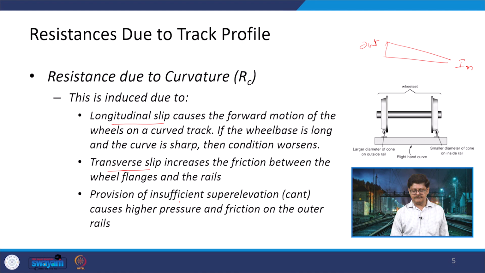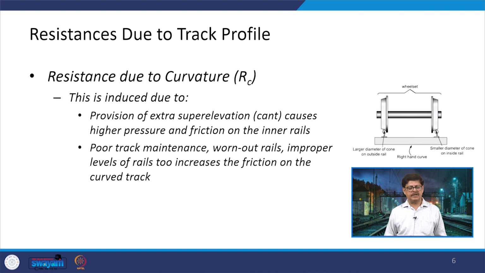And if this is insufficient, then there is going to be more pressure on the outer wheels. Again, the interaction between the flange and the rail head has increased, and it will increase the resistance. So, these are the values which will be taken into consideration, and all research has been done on this so as to arrive at the factor.